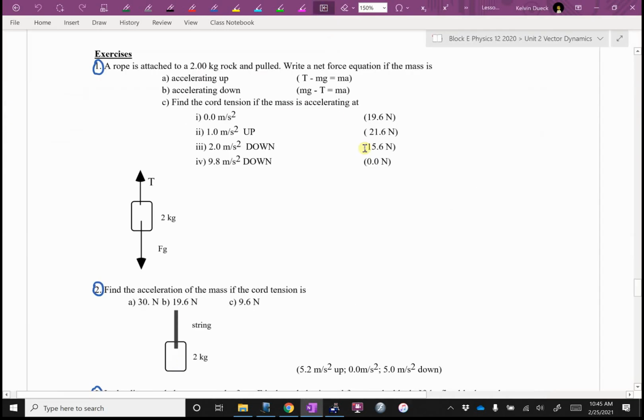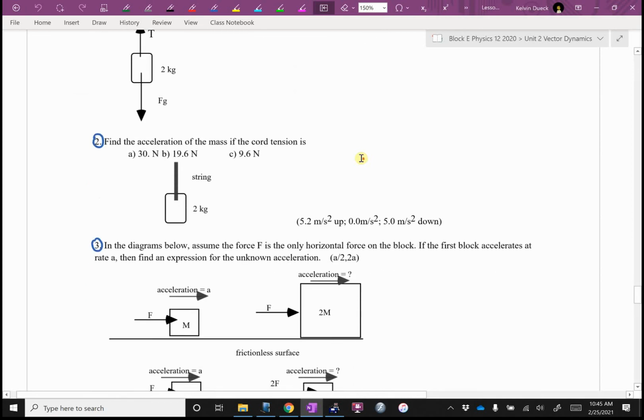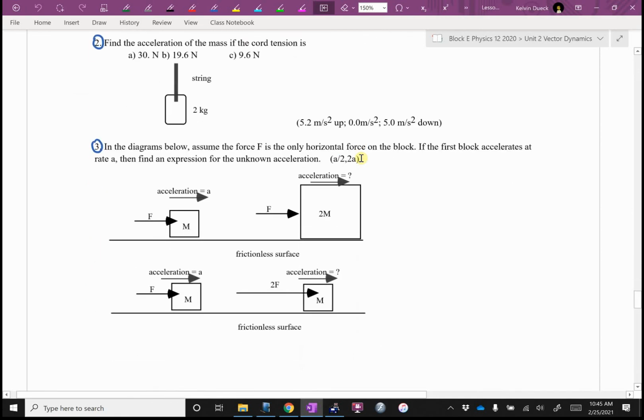Number 1 is good. Now, number 1 is a review from last year, but I'm jumping into the deep end already. So if you're stuck, I'll happily go over this tomorrow in class or during a blended or whatever. Number 2 is good. Circle 1, circle 2. I like number 3. Number 3, no numbers.